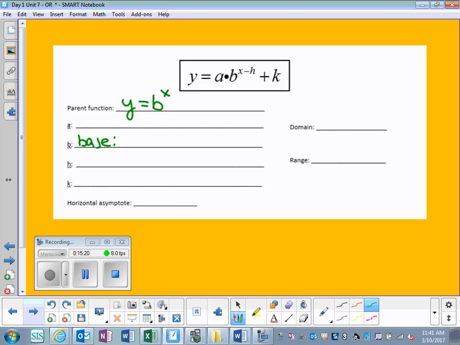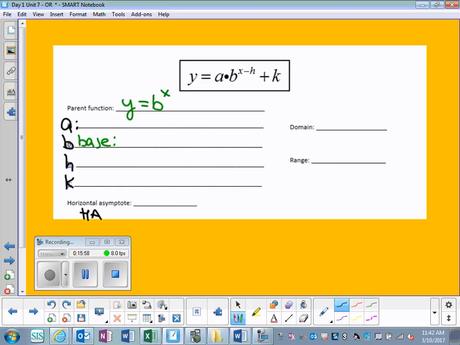What is that symbol above this? Here A, yes. A, this is B for base, H, K, horizontal asymptote, HA, we called it. This is domain and range. A, B, H, K, horizontal asymptote, domain and range. One particular.